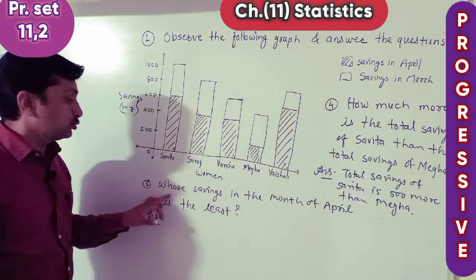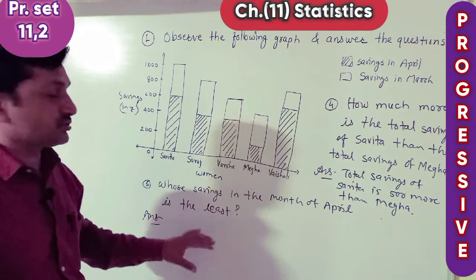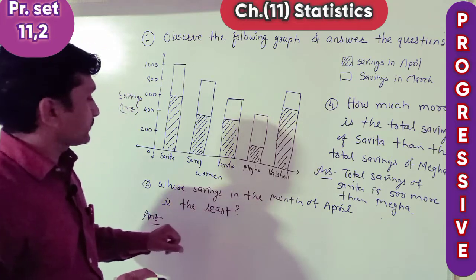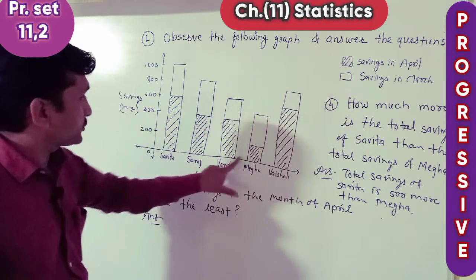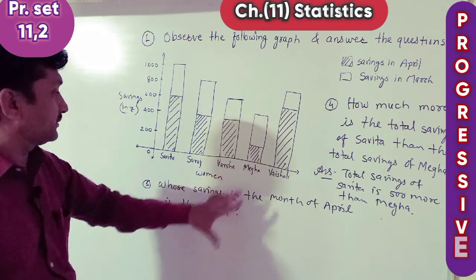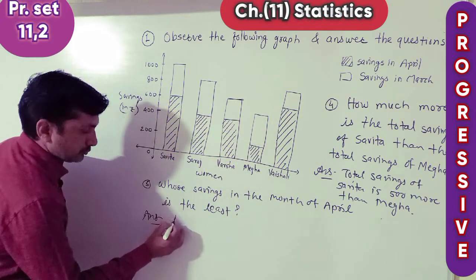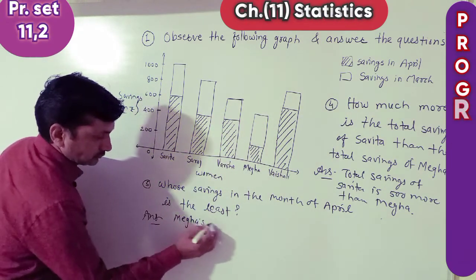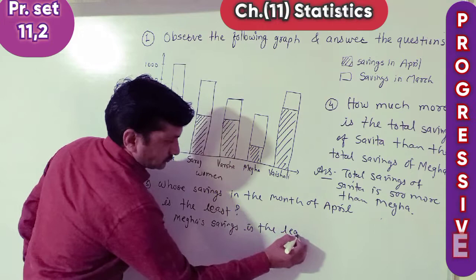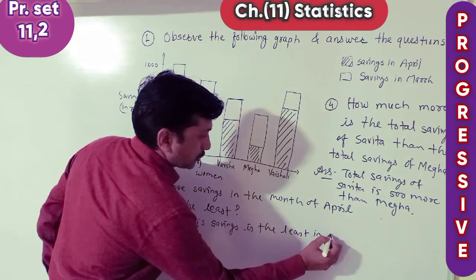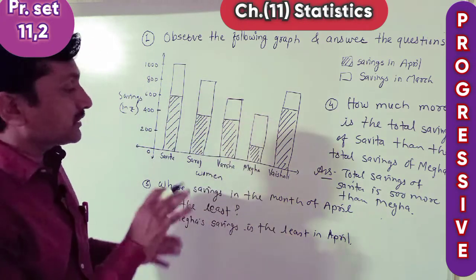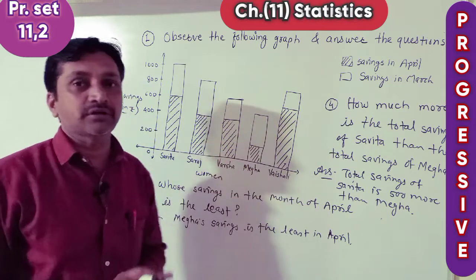Now the last question. Whose savings in the month of April is the least? April means the shaded part. Now the shaded part is the least here. Whose is it? Megha's. Therefore Megha's savings is the least in the month of April. In this way we can write answers to the given questions based on the graph.